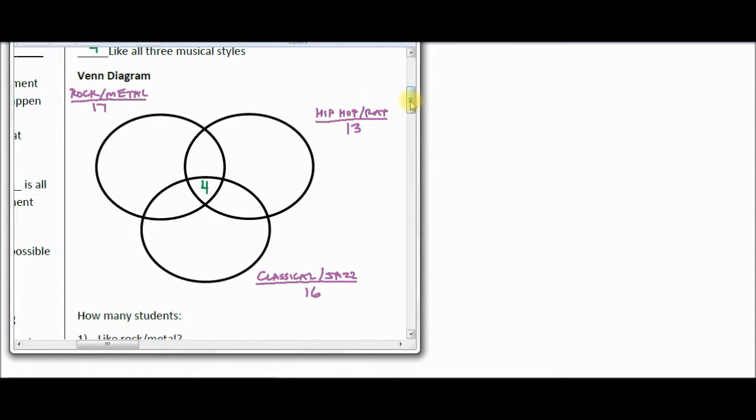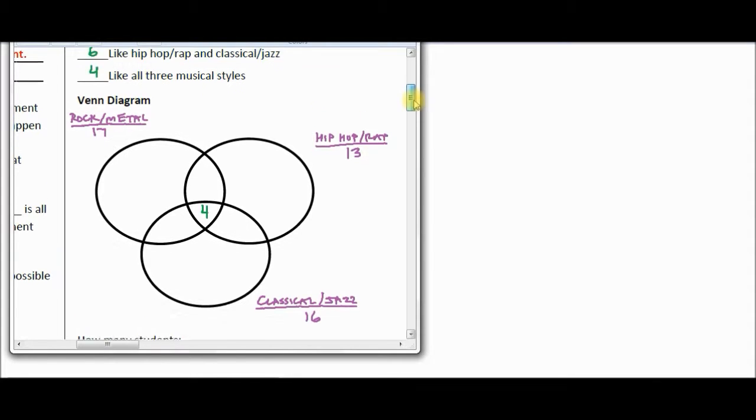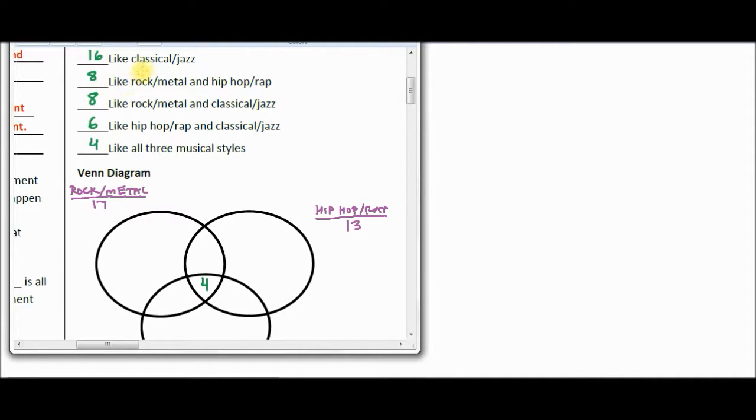The next step is we're going to label our Venn diagram with the overlap ones, the ones where they like 2 out of the 3. So if they like rock, metal, and hip hop, here's what I want you to do. I don't want you to write it inside the Venn diagram. I want you to write it on the outside, right between the 2 circles that are overlapping. So rock, metal, and hip hop, that's these 2 circles. You're going to put that number 8 right here. It's really not part of our Venn diagram, but it's going to help us finish our Venn diagram.